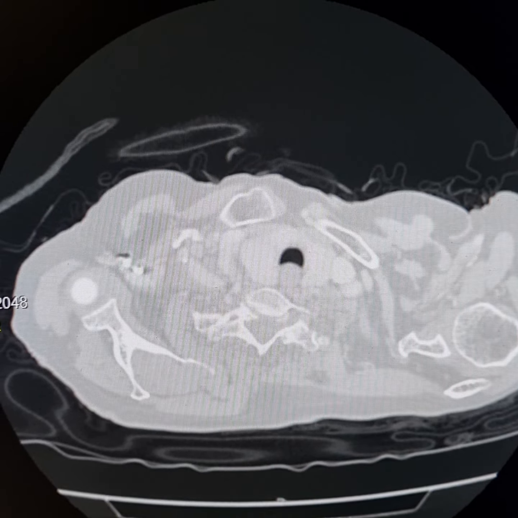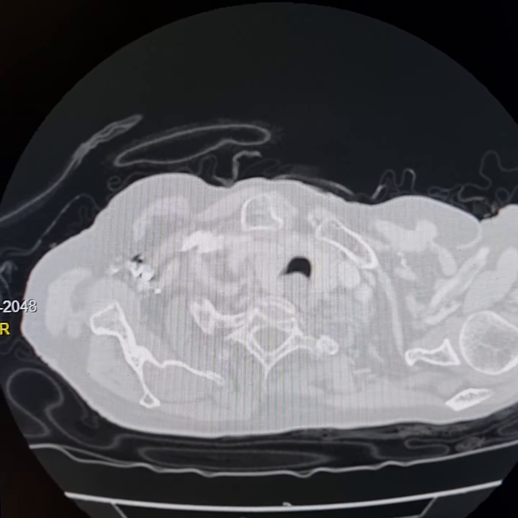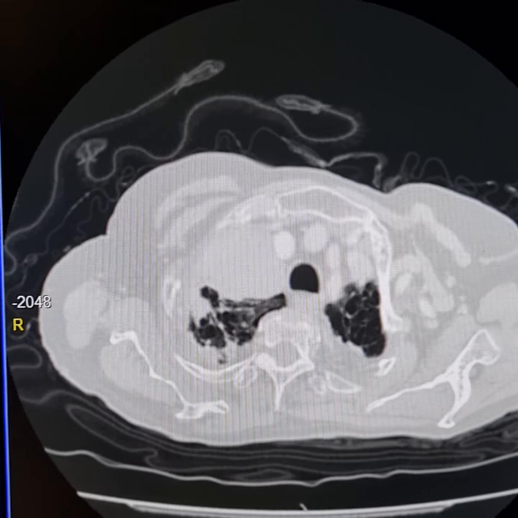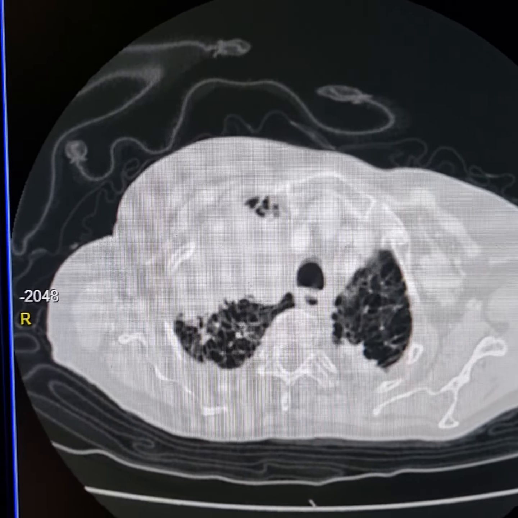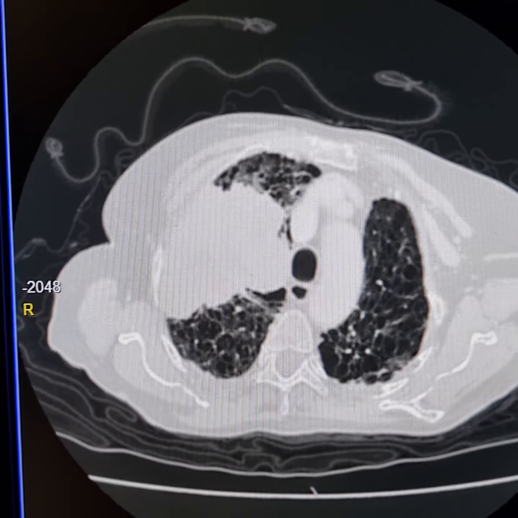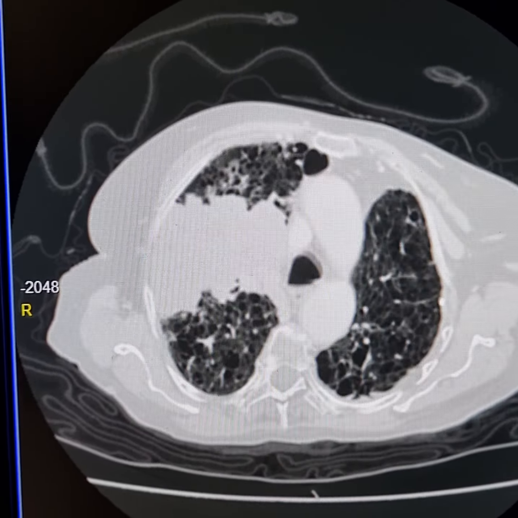This is a contrast CT scan of an 85-year-old female patient. She presented with cough, extreme weakness, and weight loss. Now, this is a mass lesion which has involved the apical and anterior and posterior segments of the right upper lobe.